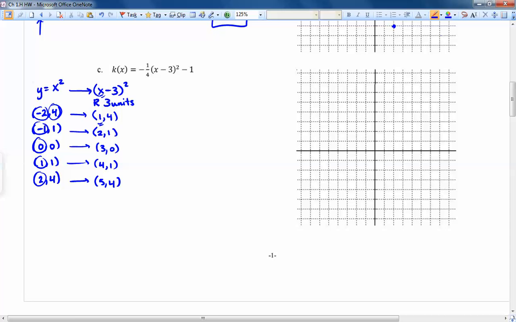Okay, so then the next thing that we're going to do is we're going to throw a negative 1/4 in front of that whole thing. And this negative 1/4, well, it really is going to be a vertical shrink by a factor of a fourth. And then you flip it over the x-axis. That's what that negative in front does. But it's the same thing as just saying multiply y by negative 1/4.